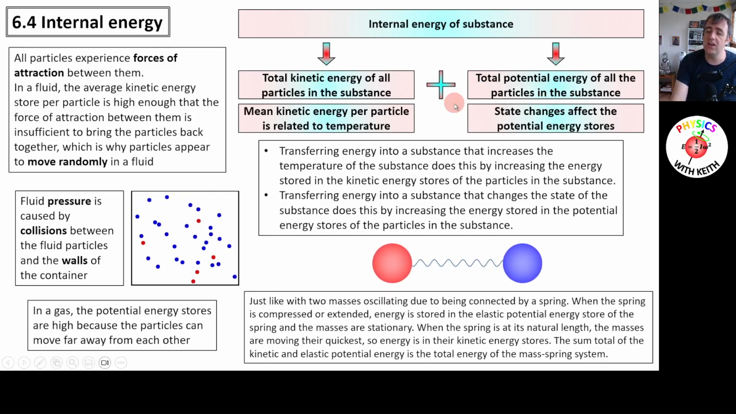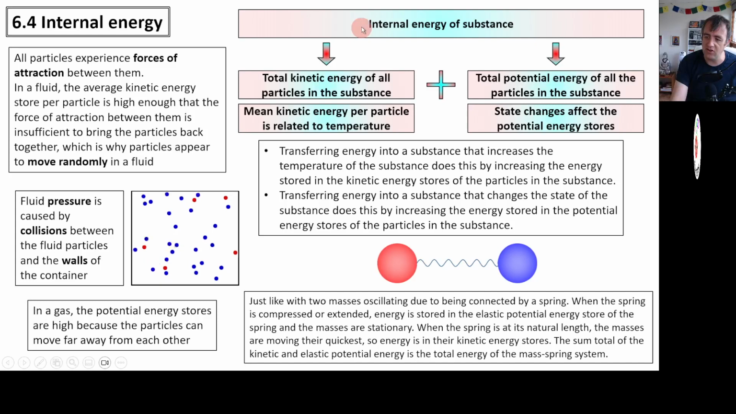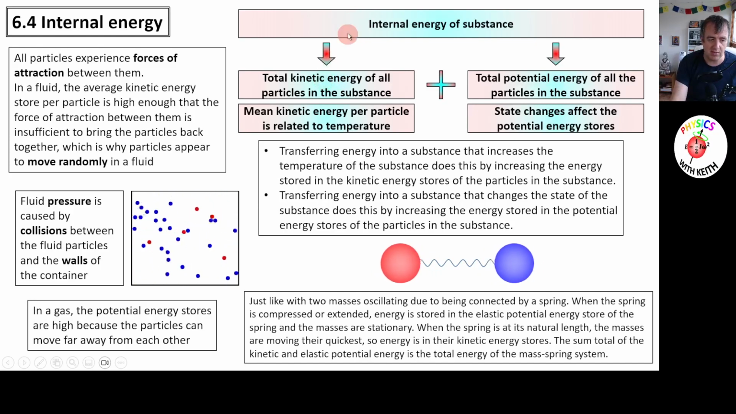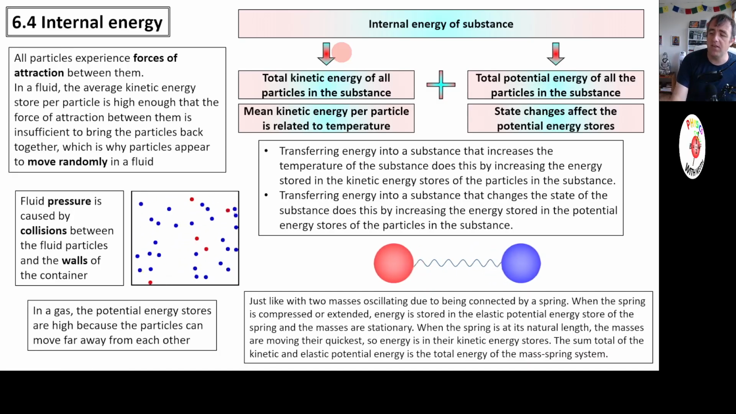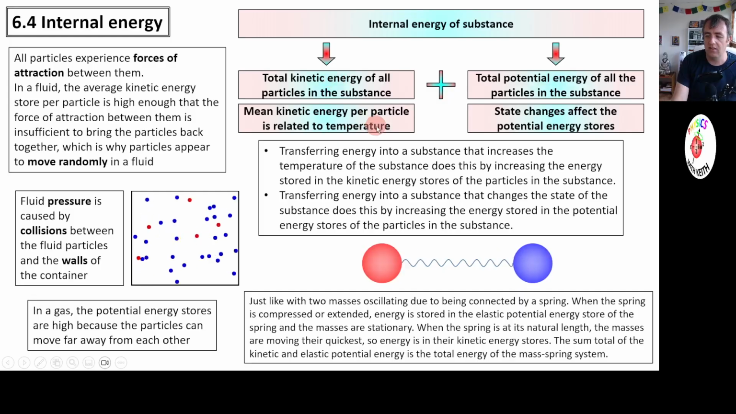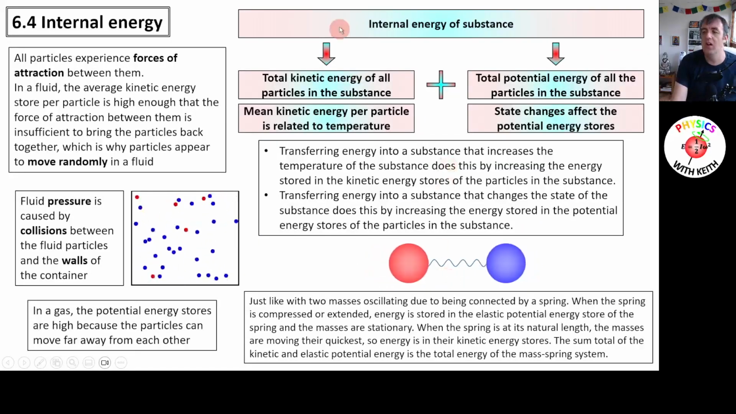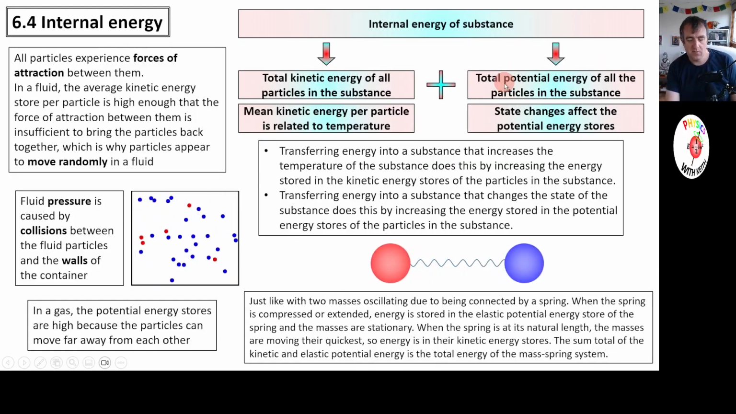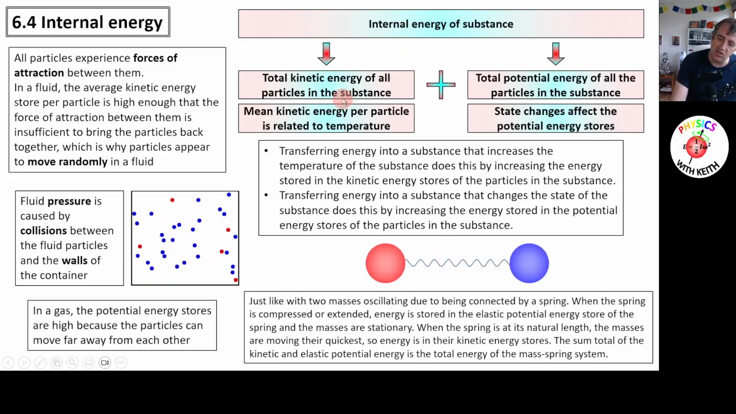So as I'm putting energy into my ice, I start by energy going into the kinetic energy stores of the particles that make up the ice. The particles move faster and faster. But then remember, the temperature stopped increasing. That's what we saw on this graph. This is from the previous lesson. So then as the temperature is no longer increasing, but I'm still putting energy in, that energy is going into the potential energy stores. And then when the temperature increases again, instead I'm putting energy into the kinetic energy store.